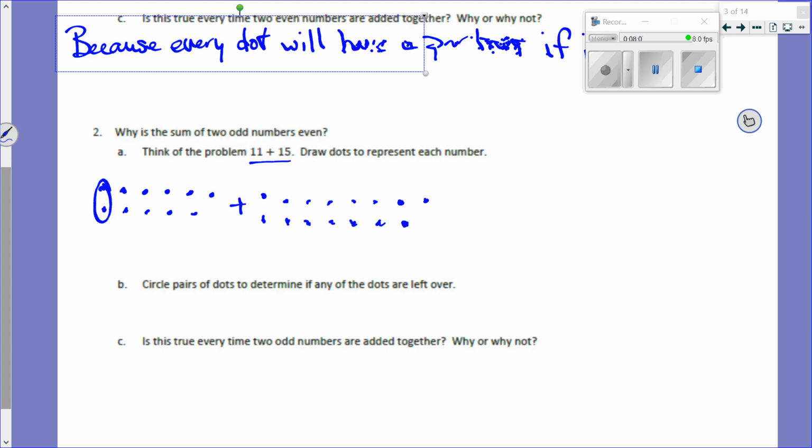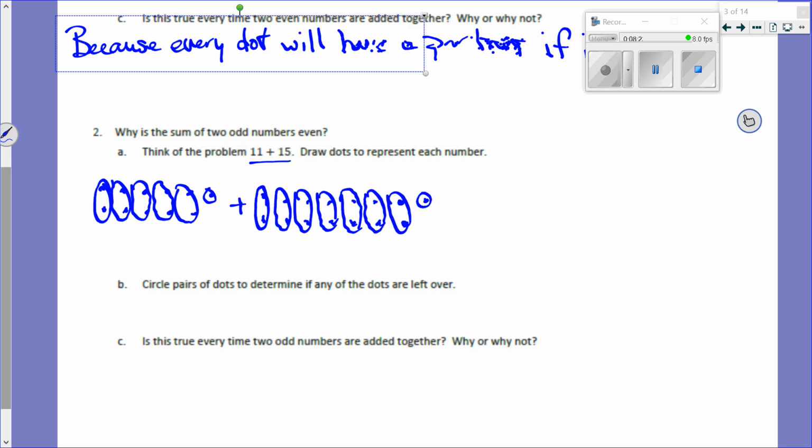So our first one, the 11, we have 5 pairs, but then we've got that one guy that's left by himself, right? On our second one, we have 7 pairs, but it also has one guy left out. So if I'm going to circle pairs, guess what I can do? I can put those 2 single ones together. That is now an additional pair, isn't it? Will this ever change despite the size of the odd number?